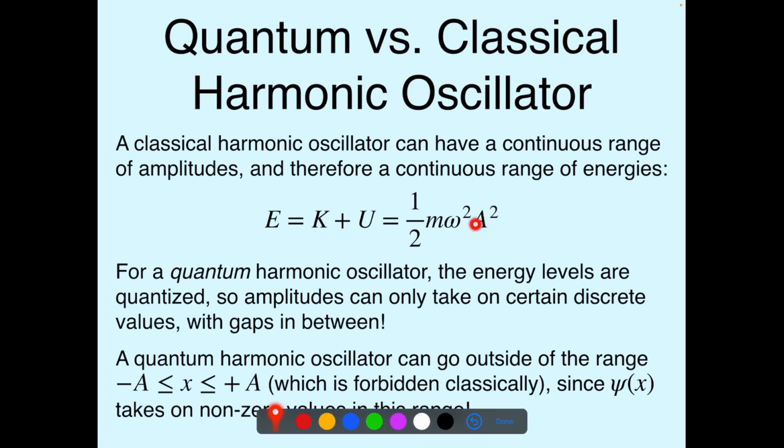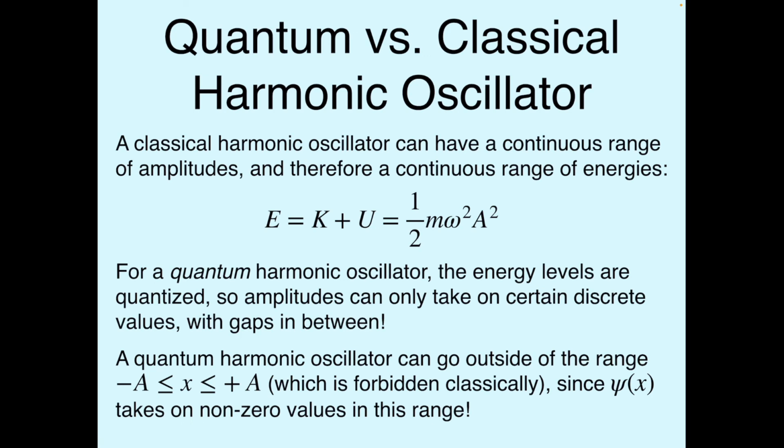There's no restriction on what A can be, right? And for that reason, the energy can also take on a continuous range of values because the energy is related to the amplitude by 1/2 m omega squared times A squared. But in the case of the quantum harmonic oscillator, the energy levels are discrete, right? You can only take on certain values of energy, and there are gaps in between those where there are forbidden energies that you can't have. And the same goes for the amplitude, right? The amplitude can only take on certain discrete values as well, with gaps in between.